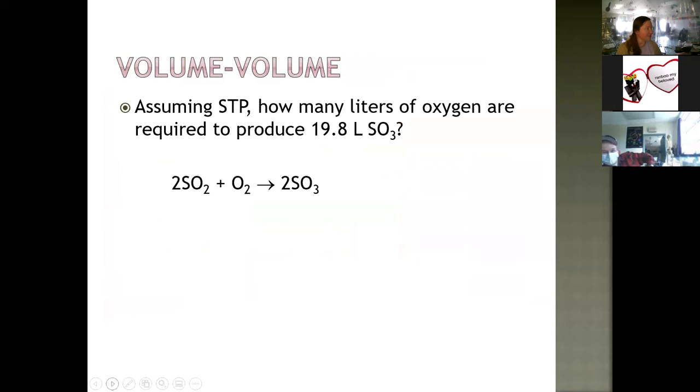All right, let's do this one. Now we're going to add some volume to our stoichiometry. So my equation is balanced already. That's kind of nice.